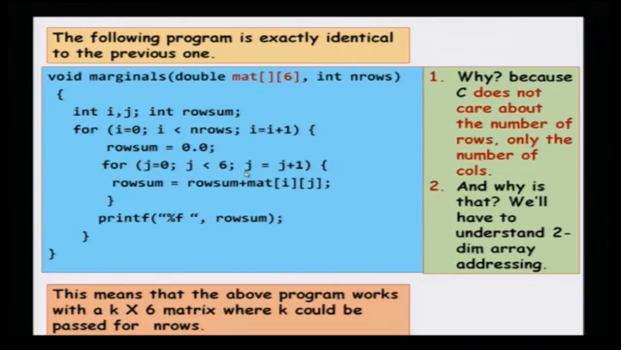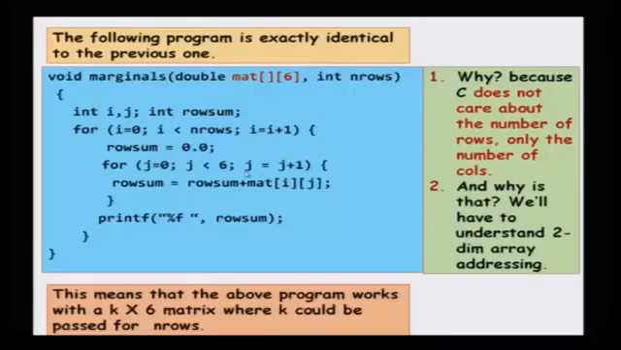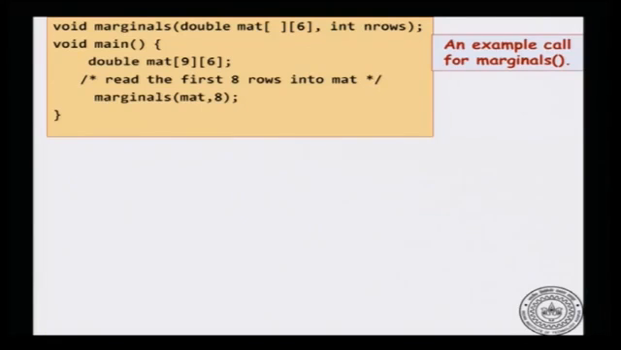Why is it that it cares about one element but not the other, the number of columns but not the number of rows? We will see this using the 2-dimensional array addressing. Let us say that I have written a code for computing marginals, and it takes these parameters: double mat, empty pair of brackets. So, the number of rows is unspecified, the number of columns is 6, and then it takes an additional parameter n rows, which says how many rows I should add, right.